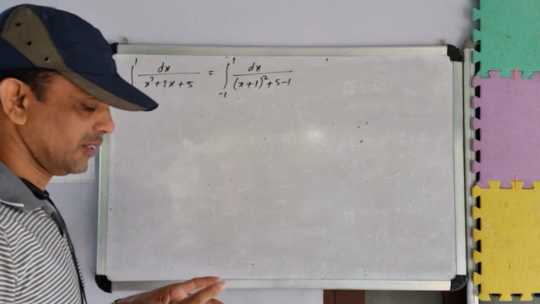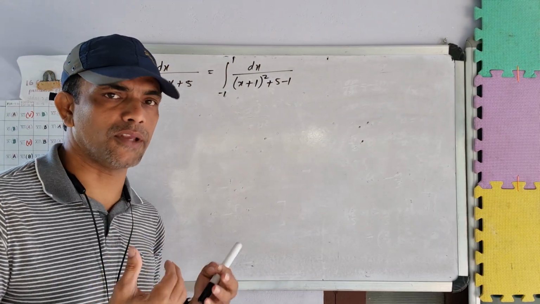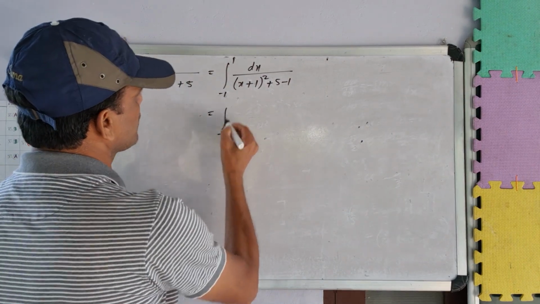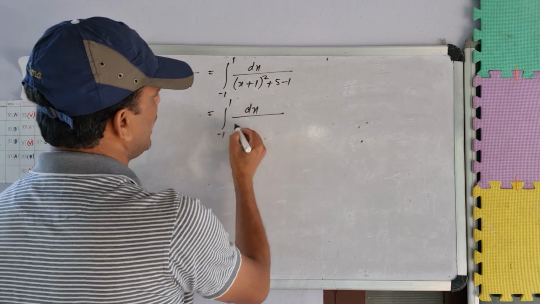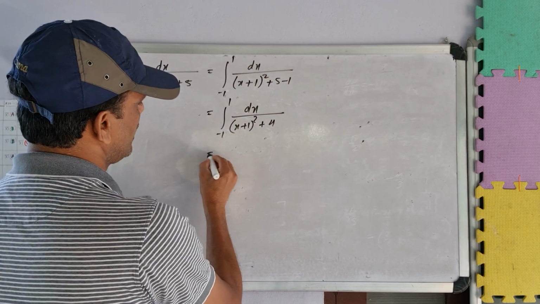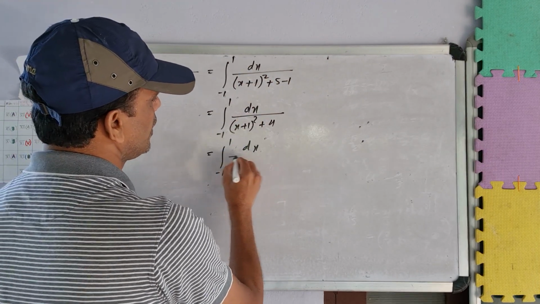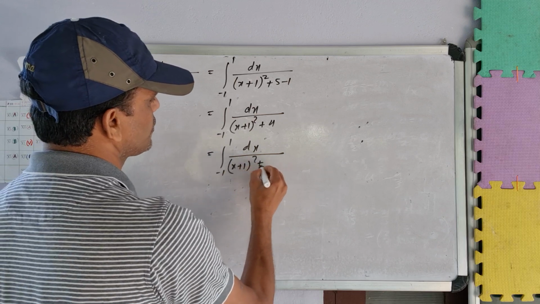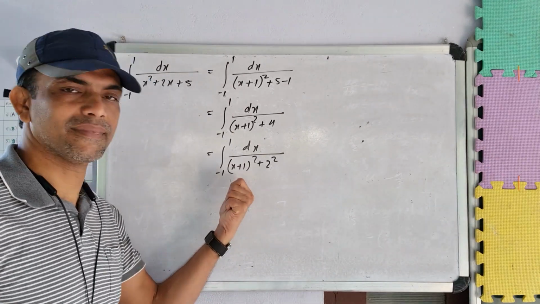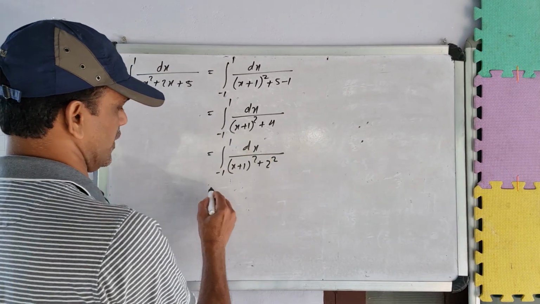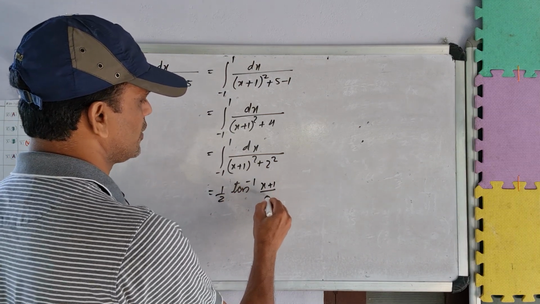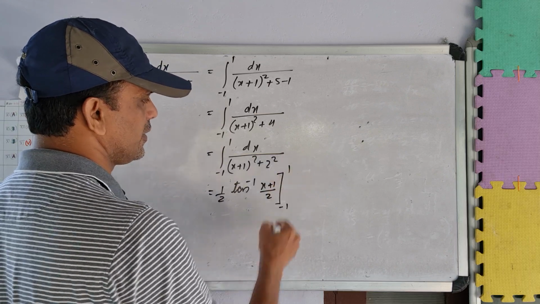Hope you understand the process. This process is called completing the square. We discussed this one many times. So you get the integral negative 1 to 1 of dx over (x plus 1) all squared plus 4, since 5 minus 1 is 4. That is, dx over (x plus 1) all squared plus 2 squared, which is like the form dx over x squared plus a squared. So the integral equals 1 over 2 tan inverse of (x plus 1) over 2, to the limit negative 1 to 1.